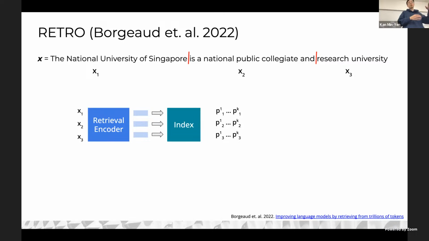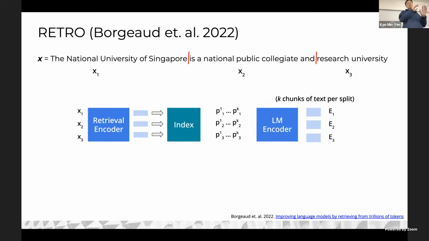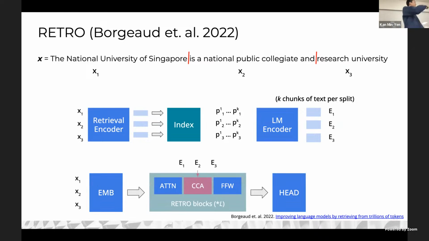Based on this embedding, we use KNN search with the index to retrieve the relevant text chunks, the top K relevant chunks. Then these are fed into the LLM encoder, which again embeds all the relevant chunks into embeddings. The special thing below is the CCA highlighted in the transformer block. Essentially, this is what RETRO calls chunked cross attention.